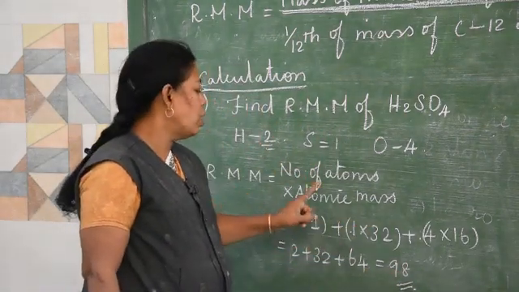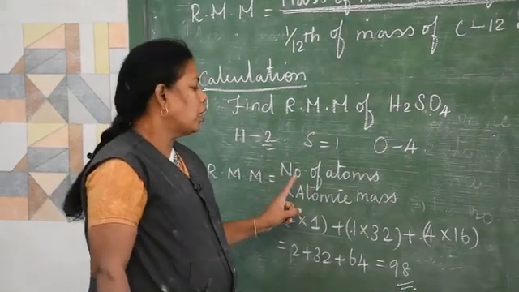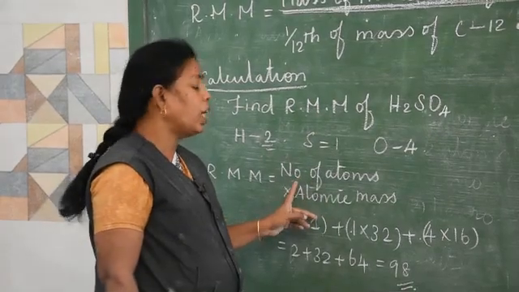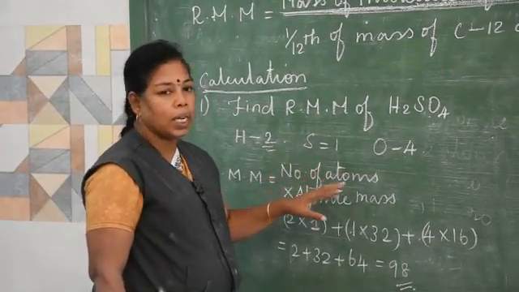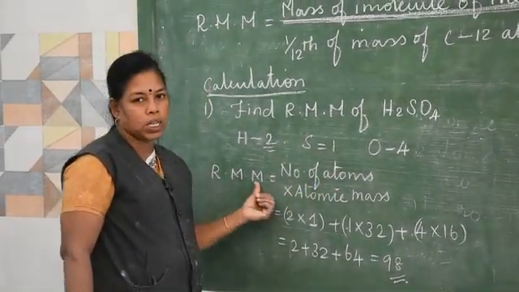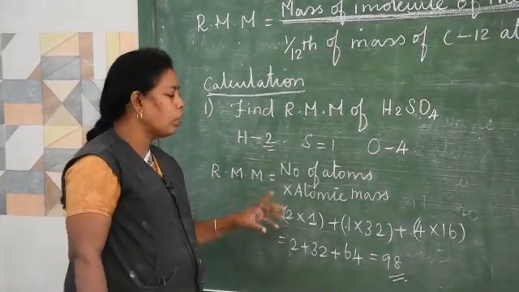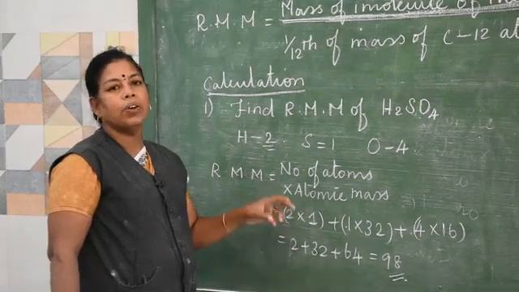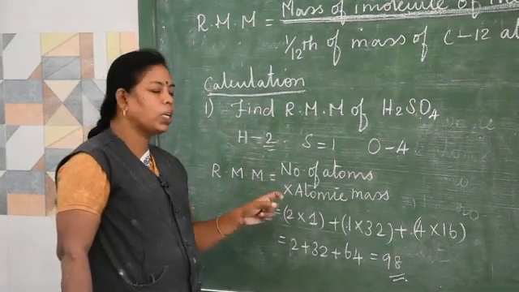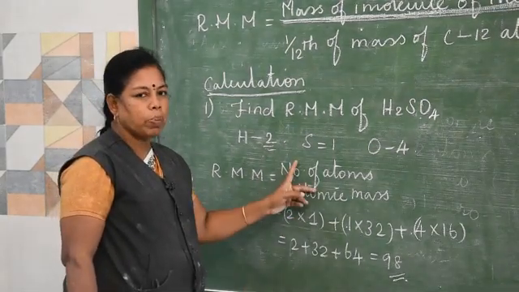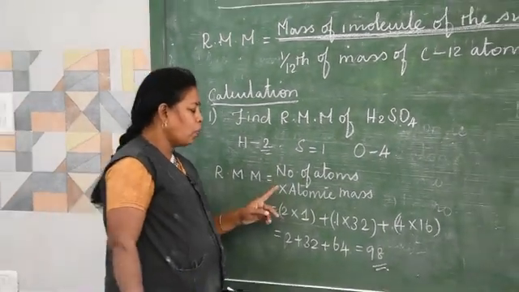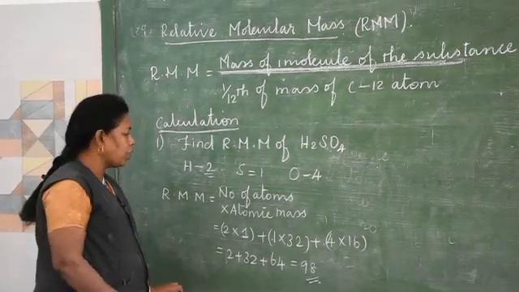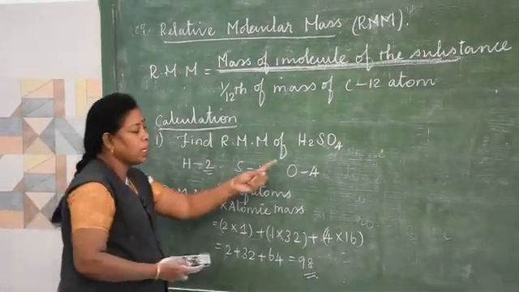So this is the relative molecular mass of sulfuric acid. The sum of the relative atomic masses of all the atoms will give the relative molecular mass. How to calculate the relative molecular mass? Relative molecular mass is nothing but the sum of the relative atomic masses of all the atoms present in the molecule.